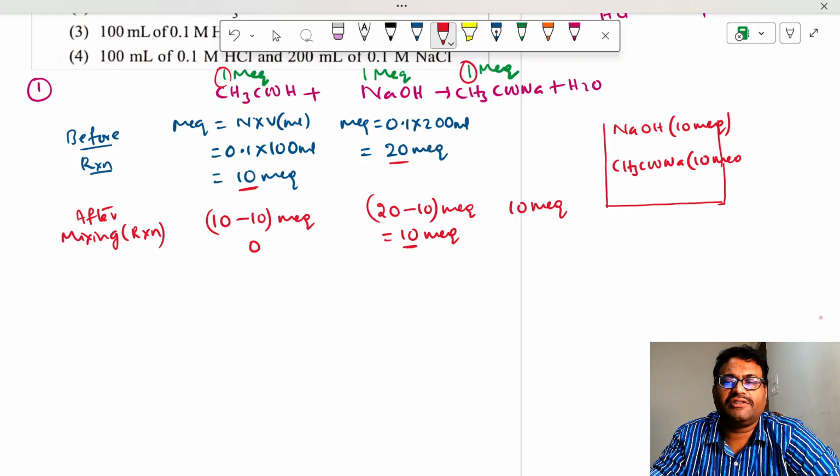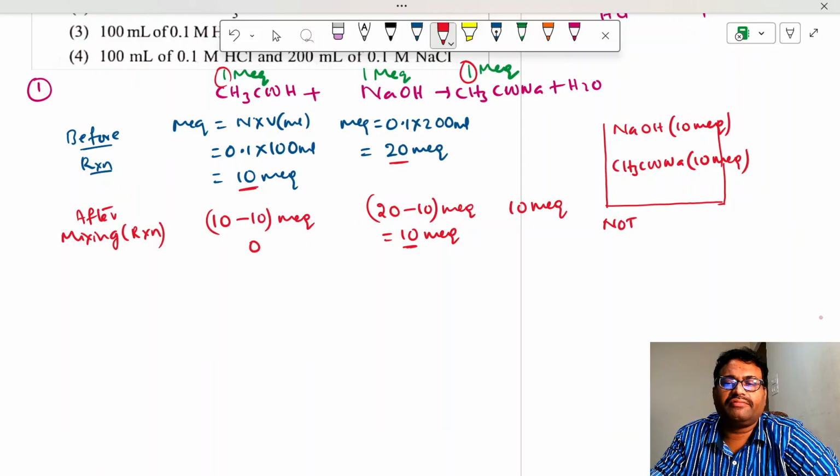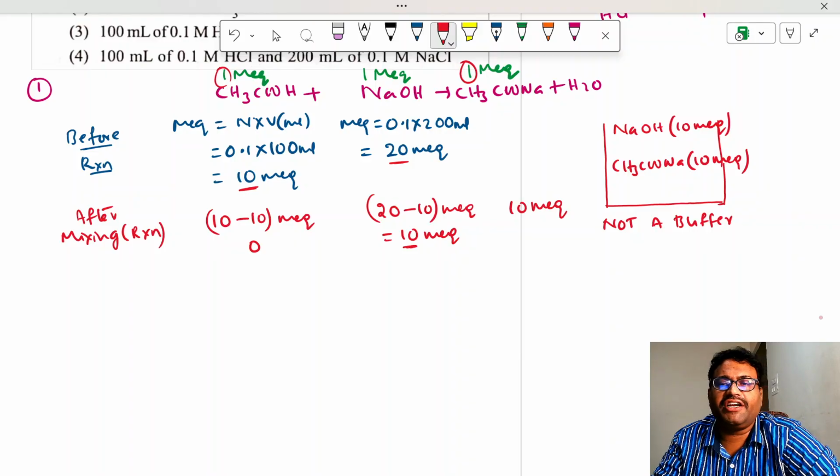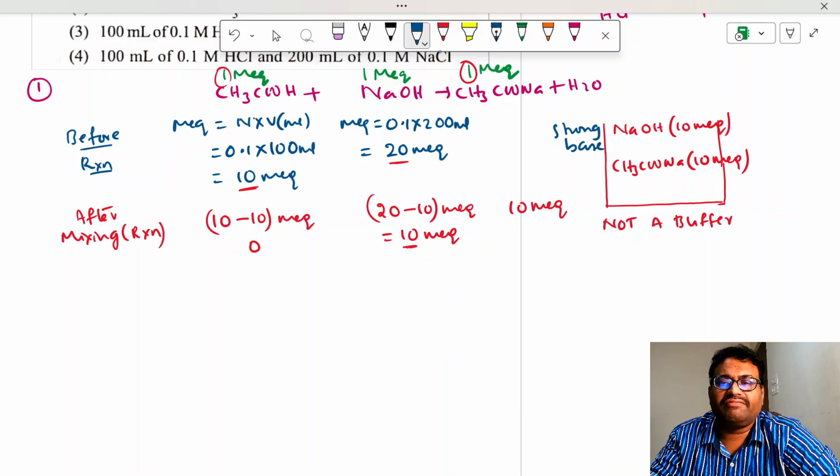10 milliequivalents. Is this a buffer solution? Not a buffer. It is not a buffer solution. Why is it not a buffer solution? You are finding a mixture with a strong base. NaOH is a strong base. So strong base is there. So this is not a buffer.